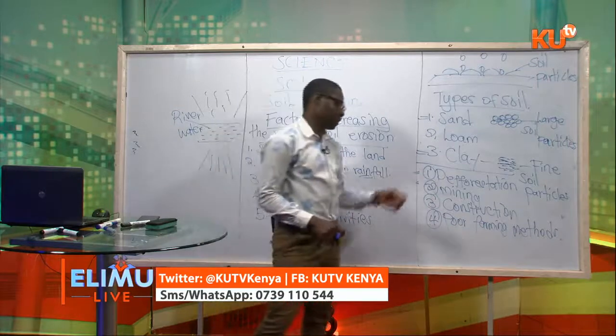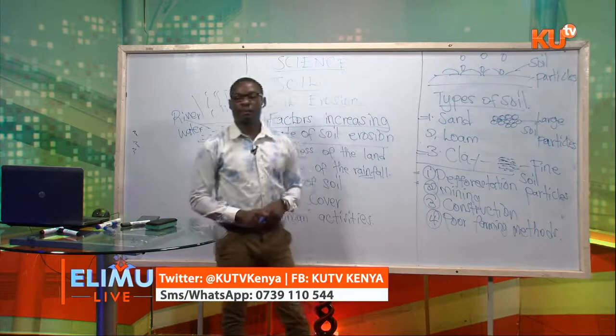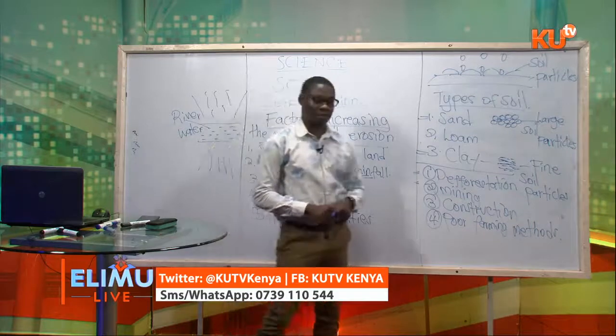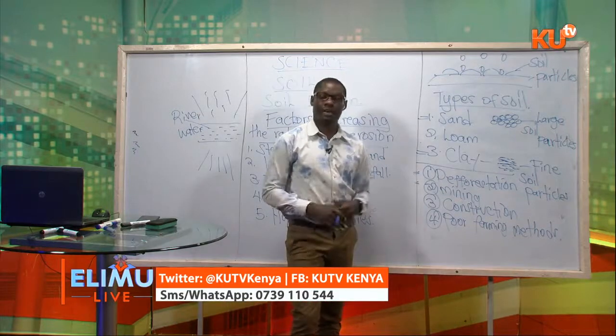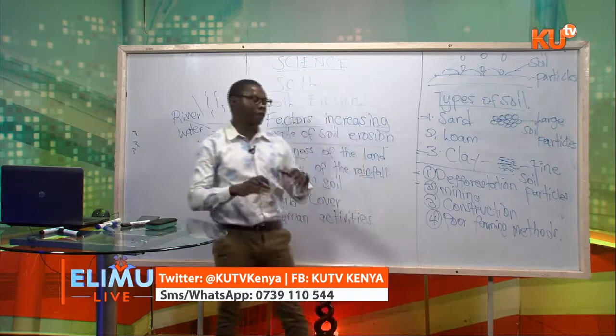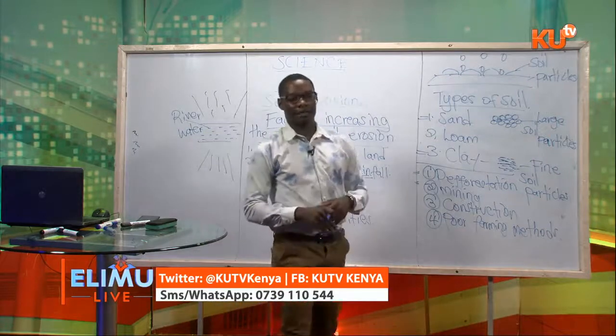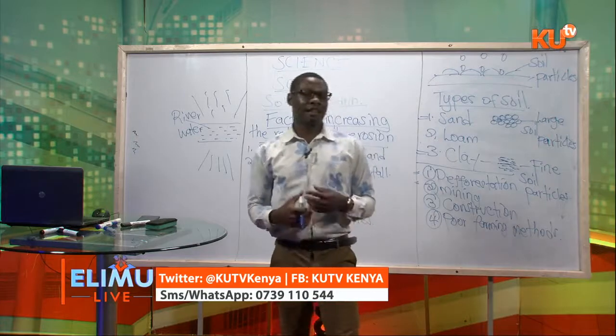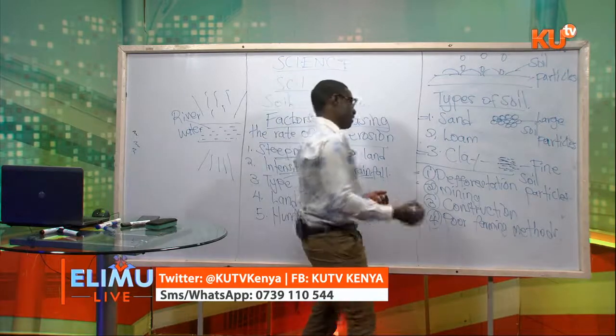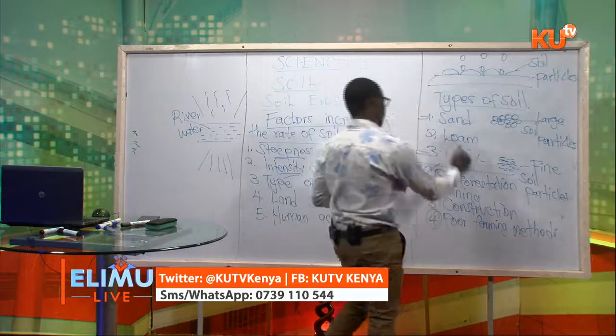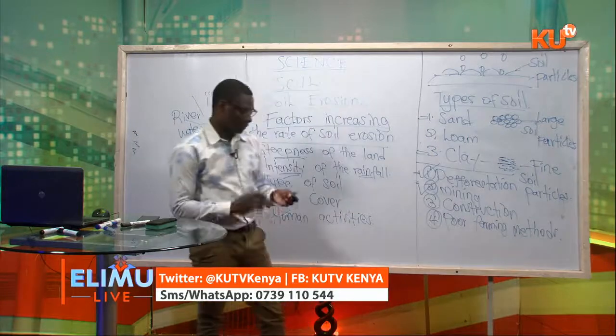We look at the first one, deforestation. Deforestation means cutting trees without replacing them. So when trees are cut, then the ground is going to be left bare. When the ground is left bare, there will be no windbreakers to break the wind, and therefore soil erosion is going to be very high. That is deforestation.